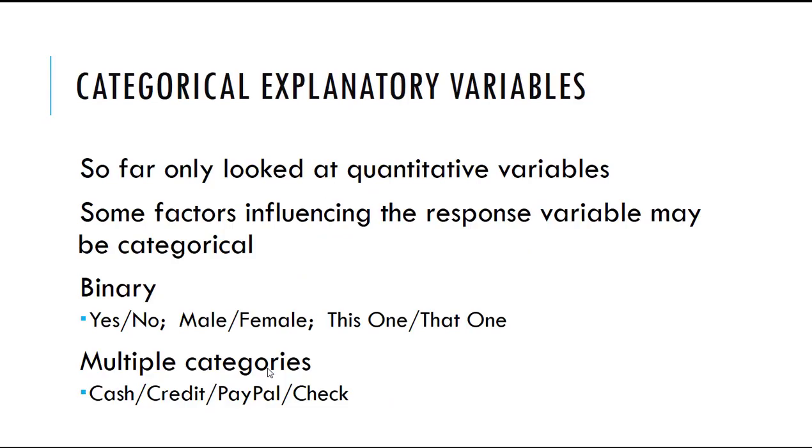And then we also went ahead and looked at categorical explanatory variables in the alumni giving, where we looked at the U.S. region. Right? So many times we looked only at quantitative variables, but sometimes we have factors that might be categorical. They could be binary, a yes, no, a male, female, this one or that one kind of thing, on, off. And in multiple categories, cash, credit, PayPal, check, right? So we saw multiple categories when we looked at U.S. region.